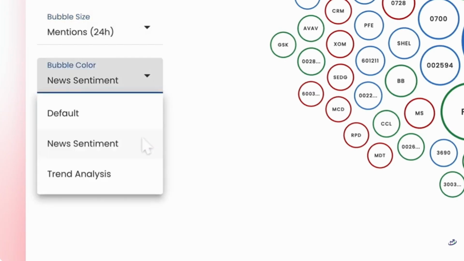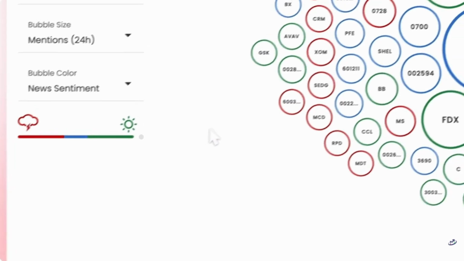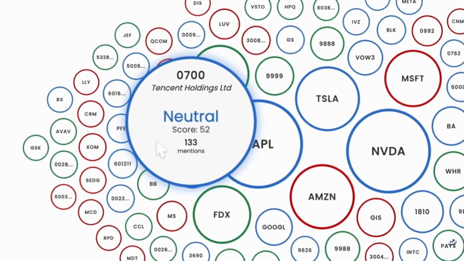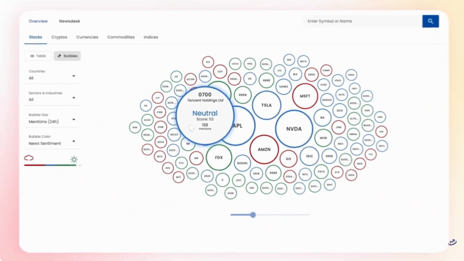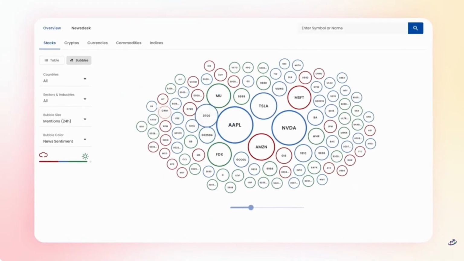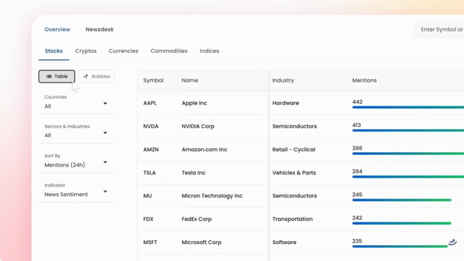And lastly, the bubble color indicates the overall sentiment of the stock. Green means there is a positive sentiment about the instrument, while blue is neutral and red indicates a negative sentiment. I can hover over any instrument bubble for more details, like the sentiment score and number of news mentions. If you would like to view these stocks in a list format instead of the bubbles, you can change that here, above the filters on the left using the Table and Bubbles buttons.